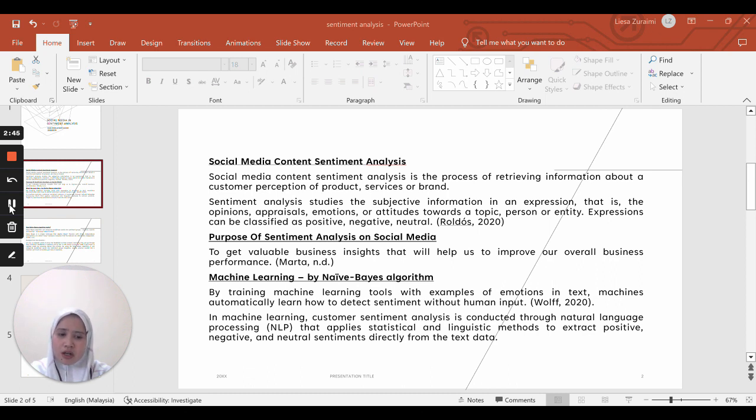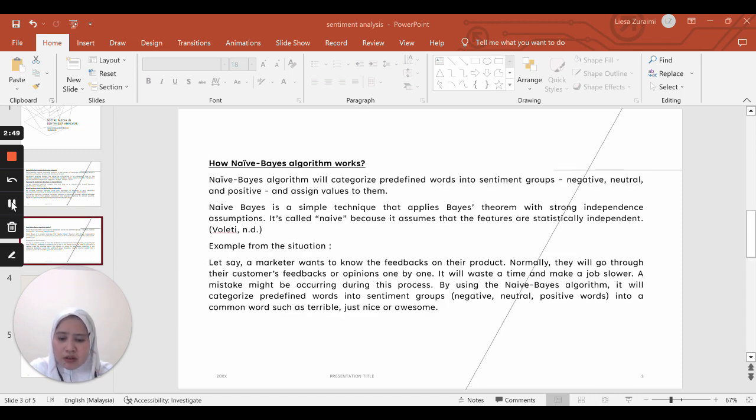One of the famous machine learning algorithms is the naive Bayes algorithm. By using the naive Bayes machine learning algorithm, data scientists can conduct sentiment analysis quickly and effectively. The naive Bayes algorithm will categorize predefined words into sentiment groups, negative, neutral, and positive, and assign values to them. Naive Bayes is a simple technique that applies Bayes' theorem with strong independence assumptions. It is called naive because it assumes that the features are statistically independent.